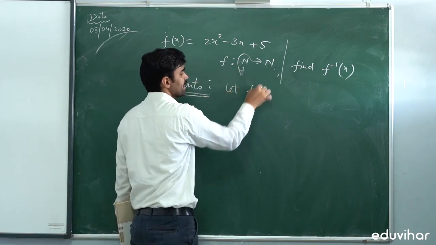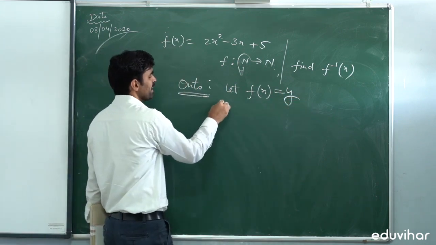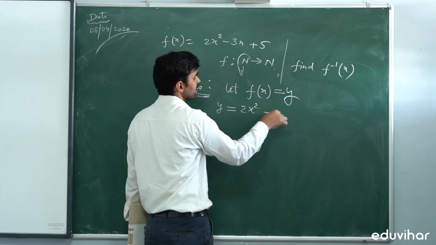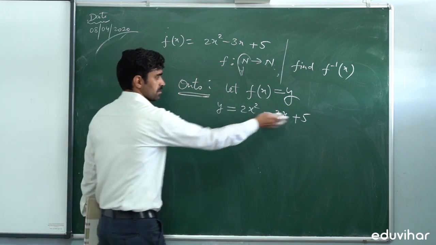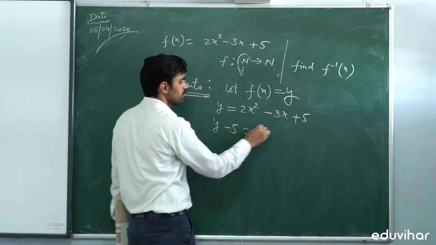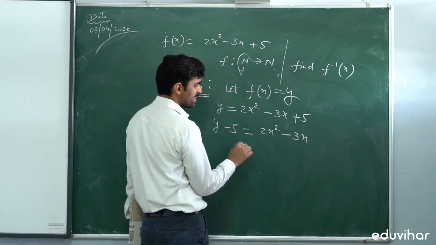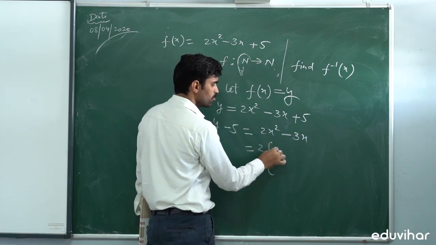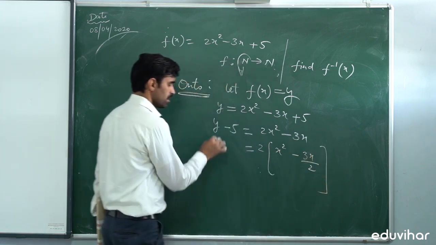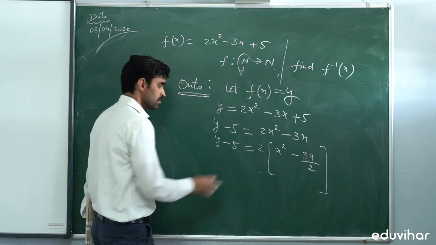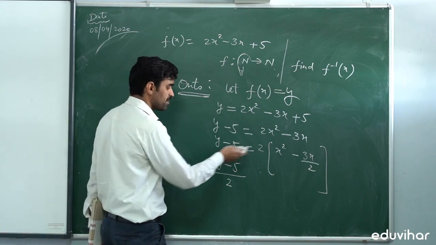कंसीडर कीजिए लेट f(x) इक्वल टू y. हमने f(x) को y के इक्वल मान लिया, तो y इक्वल टू क्या हो जाएगा? 2x स्क्वायर माइनस 3x प्लस 5. f(x) इक्वल टू y, इट मींस y माइनस 5 इक्वल टू 2x स्क्वायर माइनस 3x. कंप्लीटिंग द स्क्वायर अप्लाई कीजिए, टेकिंग कॉमन 2: x स्क्वायर माइनस 3x upon 2. Here y minus 5. इस 2 को इधर लाइए, ट्रांसपोजिंग 2 from the right side: (y minus 5) upon 2.